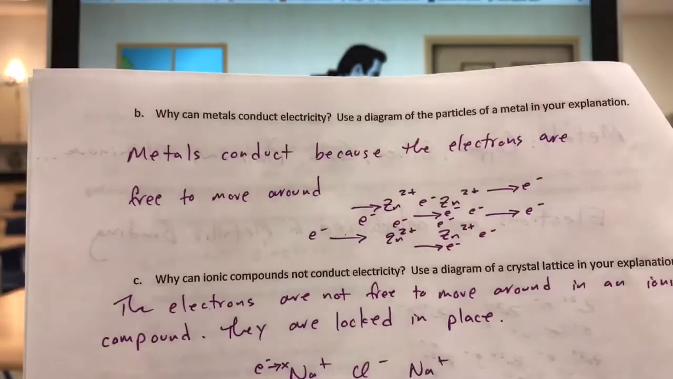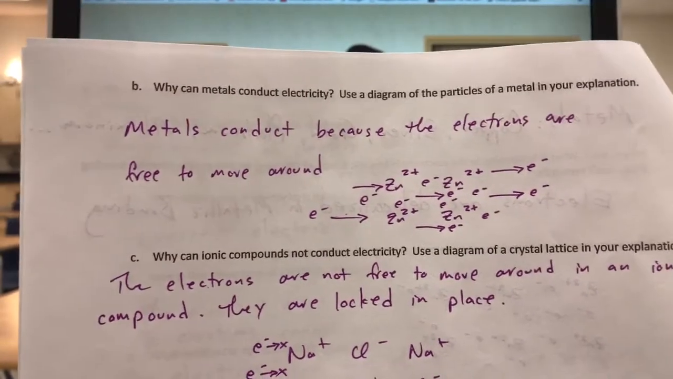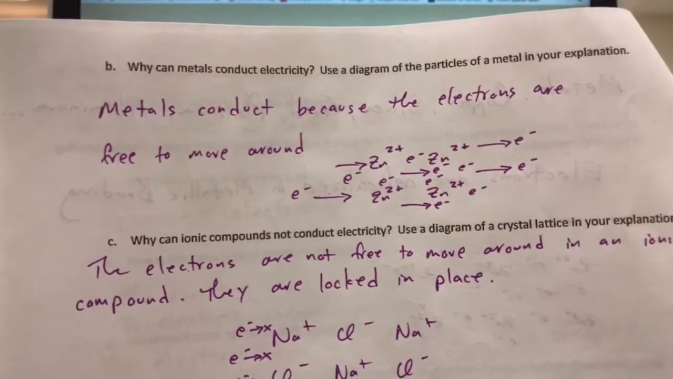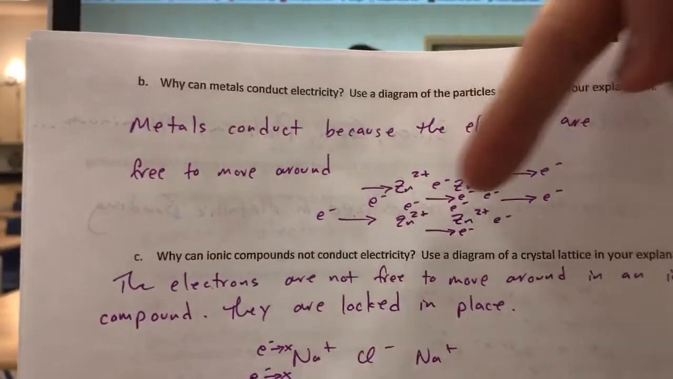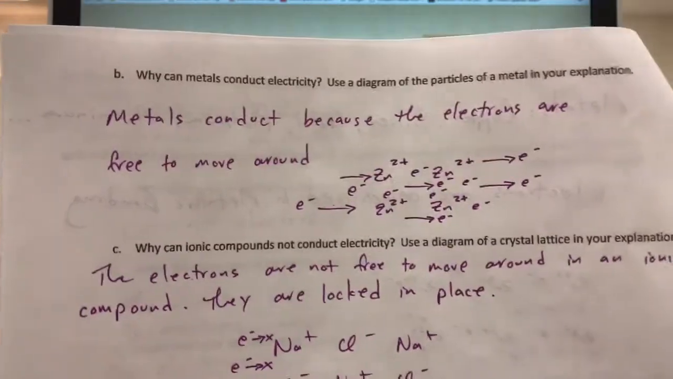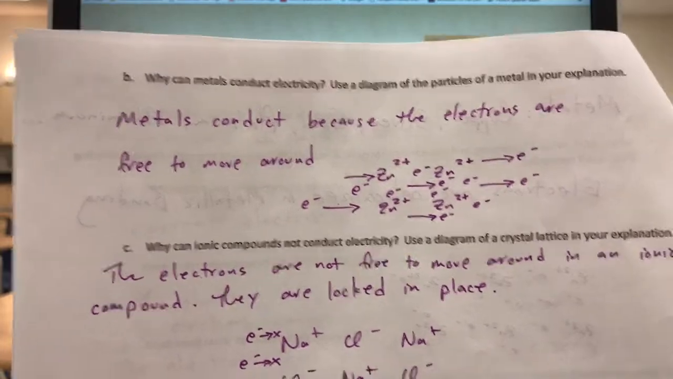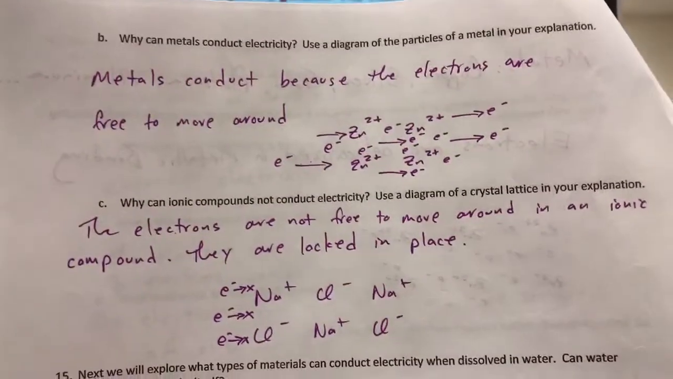Use diagrams to explain. Metals conduct electricity because the electrons are free to move. So through the zinc itself, through the wire of zinc, or the mass of the zinc, the electrons can simply move straight through. That's why metals are conductive: the metals can delocalize their electrons and they move straight through.